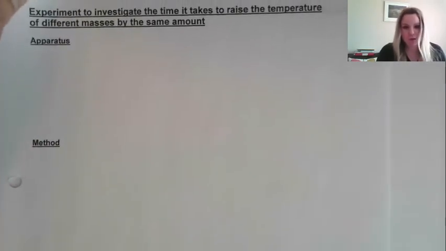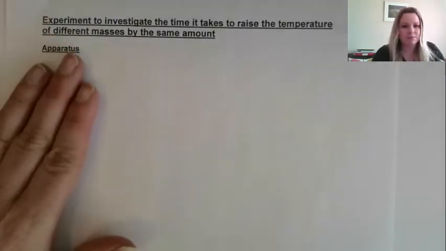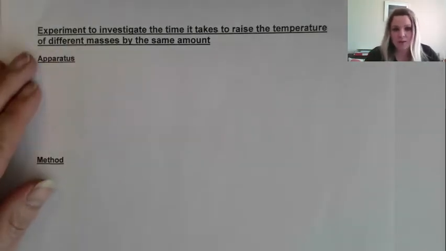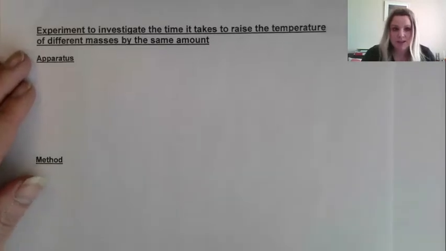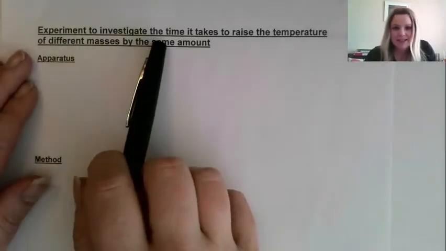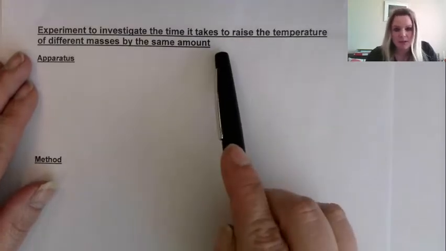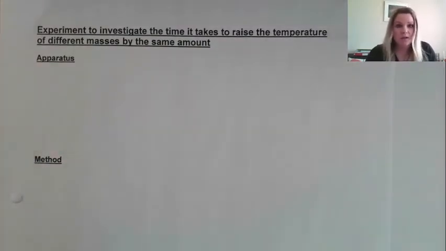So if you open your notes at page 49 for me, please, and be ready to write this stuff in. There's a few different ways that we can do this experiment. The title is an experiment to investigate the time it takes to raise the temperature of different masses by the same amount. In school, we've done this a couple of different ways in the past. One way is with a wee beaker of water and a Bunsen burner, and then we record how long it takes for the water to rise by 10 degrees Celsius, okay?